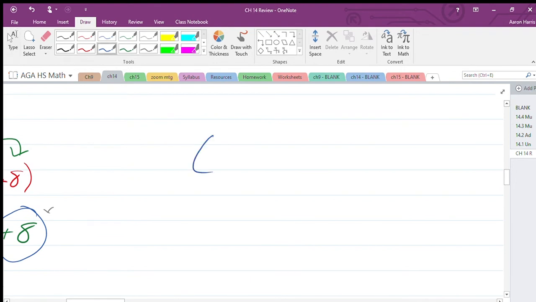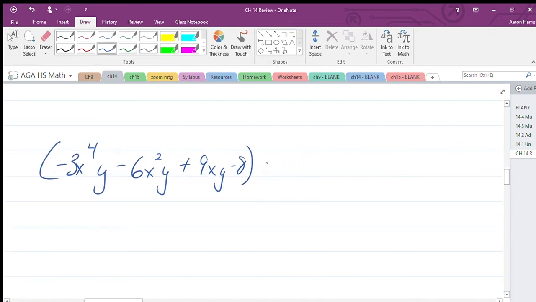So let's say that I have negative 3x to the fourth y minus 6x squared y plus 9xy minus 8. And I want to subtract from it 8x to the fourth y plus 6xy minus 20.